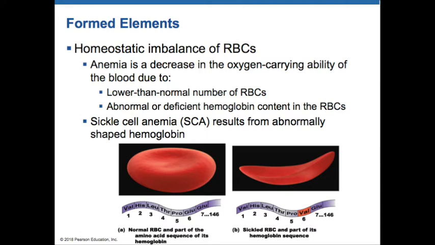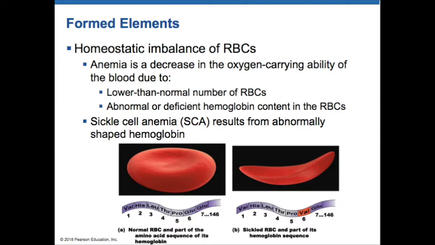Now, if we want to be more specific about anemia, anemia could be due to a lower than normal number of red blood cells, such as the example that I gave you with a decreased hematocrit. But in addition to a decreased hematocrit, we can also suffer an anemia due to abnormal or deficient hemoglobin content in the red blood cells. So one, if we do not have enough red blood cells, we will not have enough oxygen. If we have enough red blood cells, but not enough hemoglobin proteins, we're again not going to have enough oxygen.